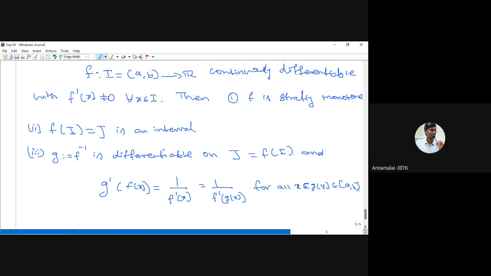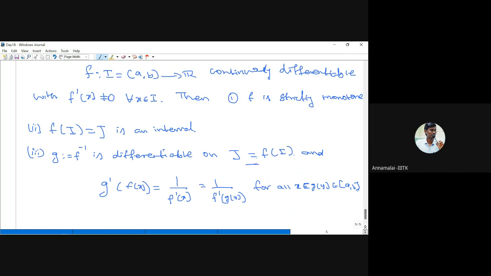So if you have any continuously differentiable function, if the derivative is non-zero, then that function is strictly monotone, and then the image of an interval is an interval. Then we can talk about the inverse of the function. We call g the inverse of f. That inverse is also differentiable, and the derivative is nothing but 1 by f dash of x, where x is nothing but g of y. Because we can talk about differentiability, the domain of g is J.